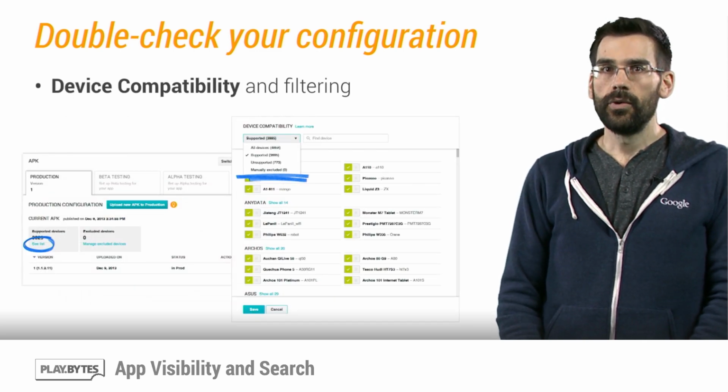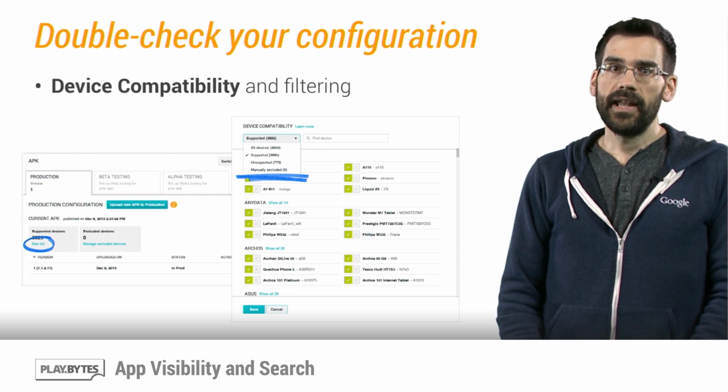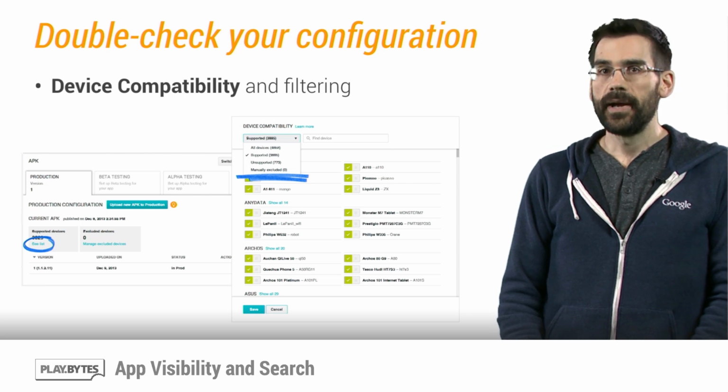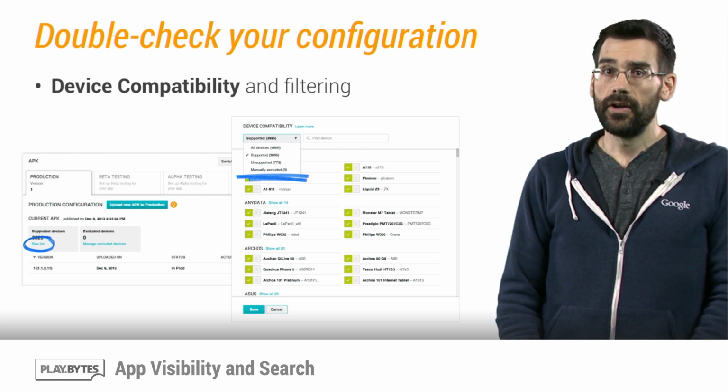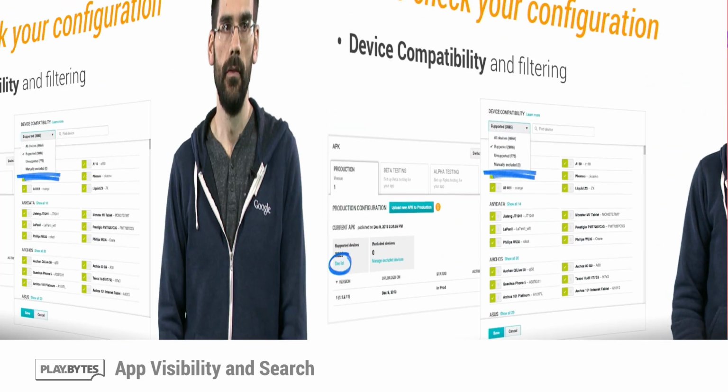Lastly, you'll want to determine if your configuration is excluding any devices. From the APK page under Supported Devices, click See List to view the device compatibility list. By default, you'll see supported devices, but you can also filter the list to see devices that are unsupported by your configuration or devices you've manually excluded.